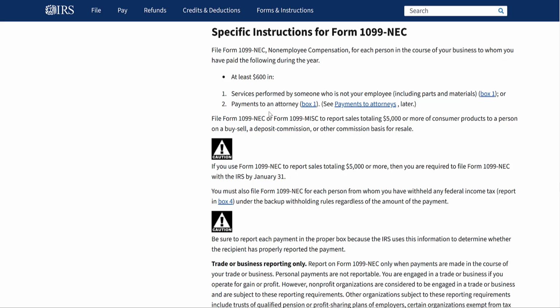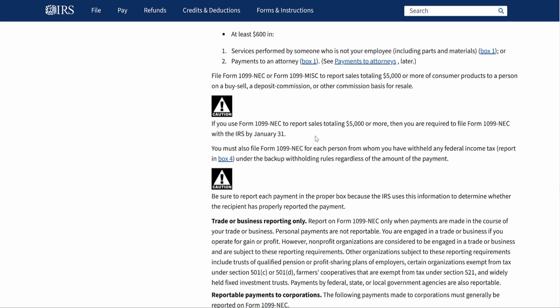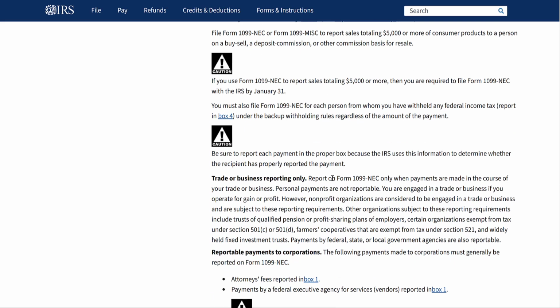And payments to an attorney. You're also going to file Form 1099 NEC or Form 1099 miscellaneous to report sales totaling $5,000 or more of consumer products to a person on a buy-sell, deposit commission, or other commission basis for resale. So if you have somebody that you're selling products to, and they're on a commission basis, you may also have a reporting requirement. So, 1099 NECs.